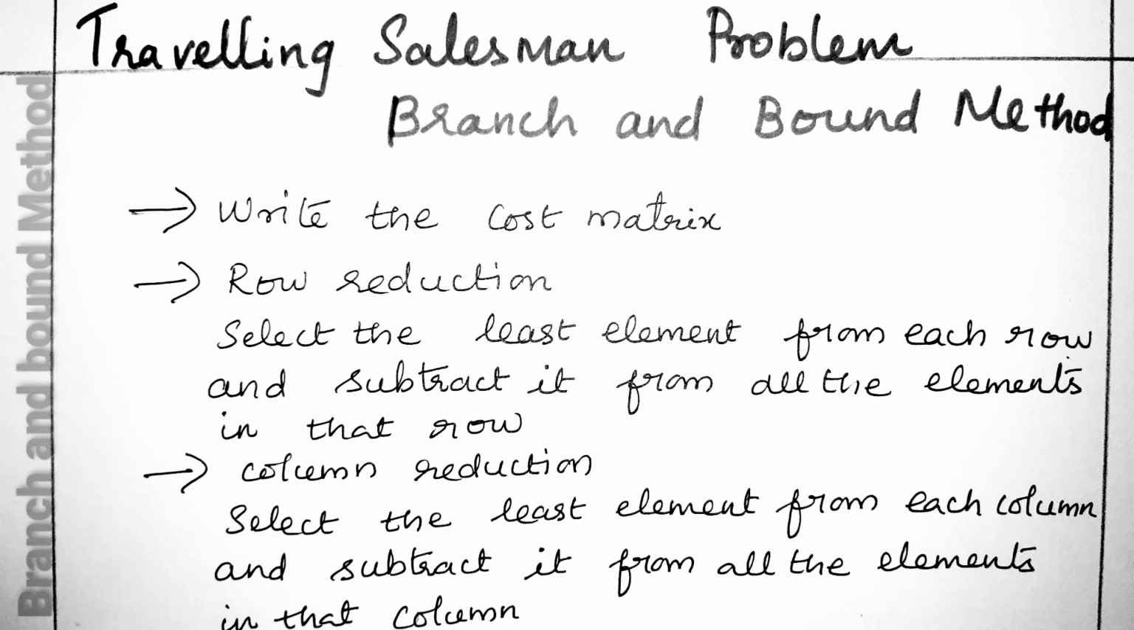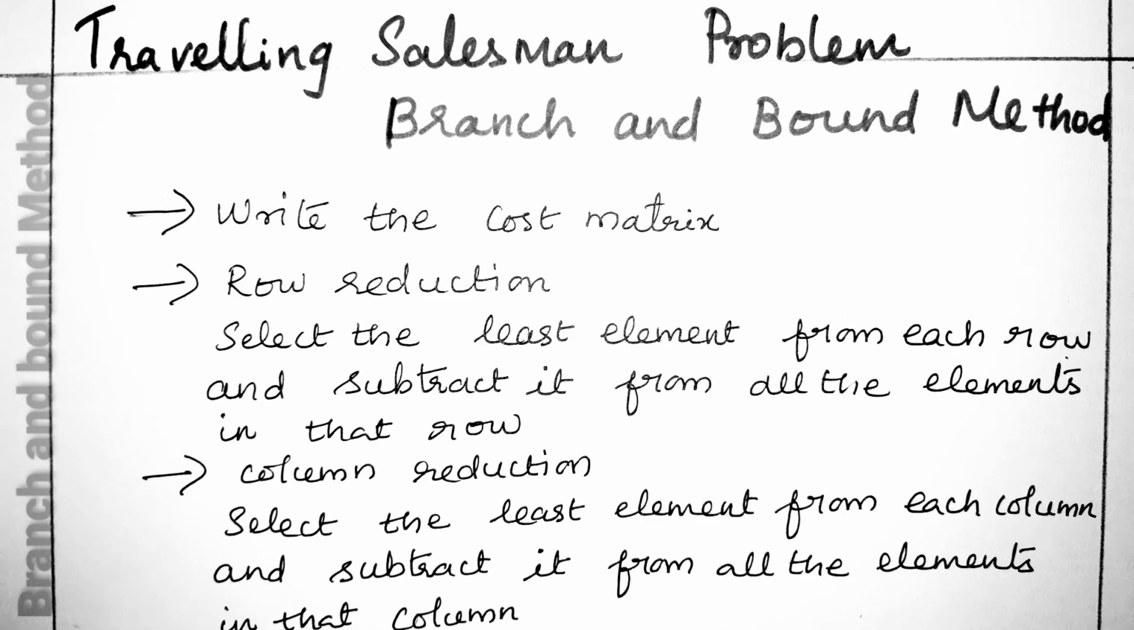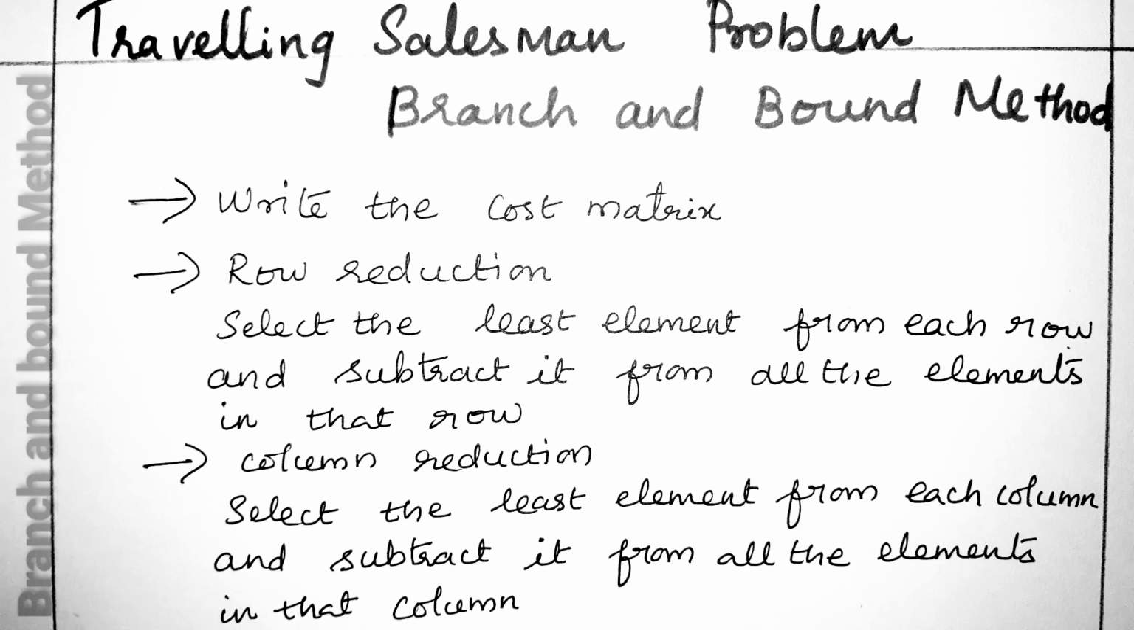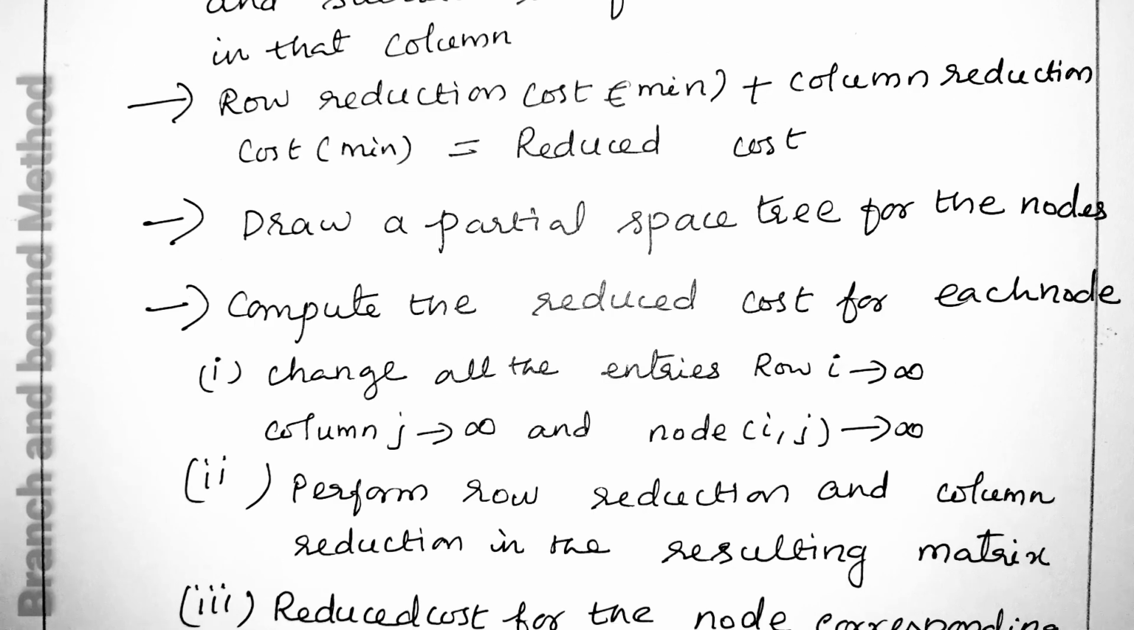In this video, I am going to discuss the traveling salesman problem using the branch and bound method. First step, we have to write the cost matrix. Then row reduction: select the least element from each row and subtract it from all the elements in that row. After that, column reduction: select the least element from each column and subtract it from all the elements in that column. After performing row reduction and column reduction, we have to write the reduced cost.